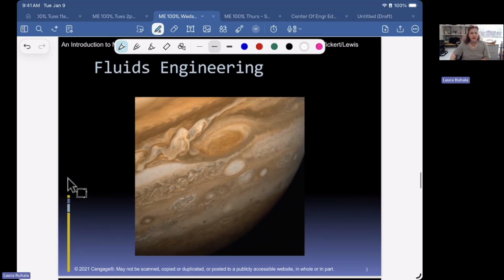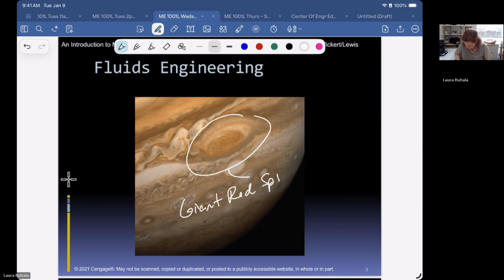And then here is a picture of Jupiter. And here, see the giant red spot? How do you think they predict the motion of the giant red spot? It's according to fluids principles. And so fluid dynamics can be on a very, very large scale, planetary scale. And then it could also be microfluidics, which I mentioned in the last slide.